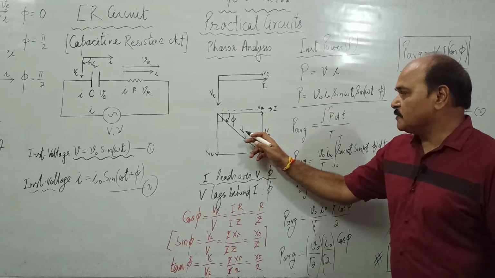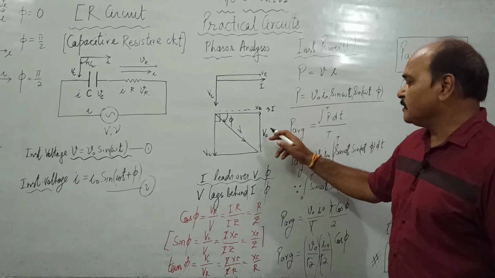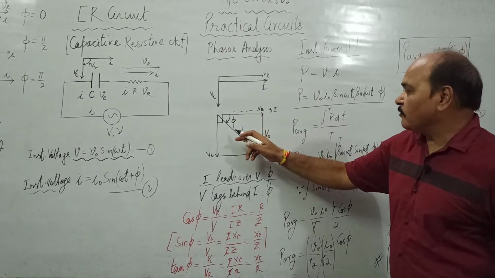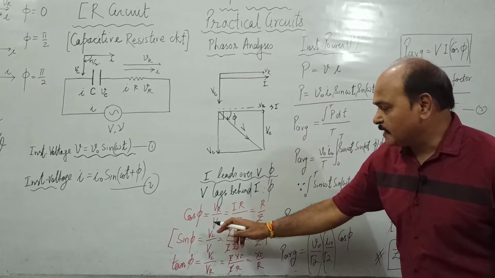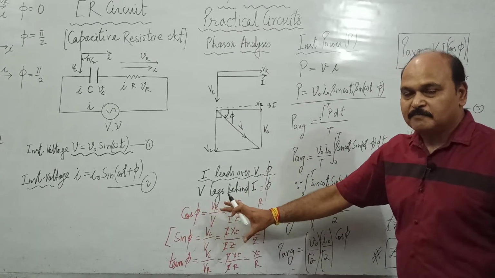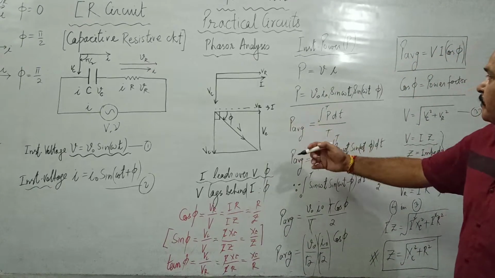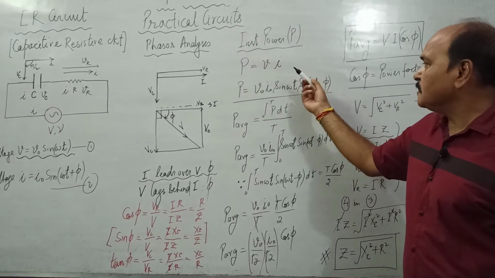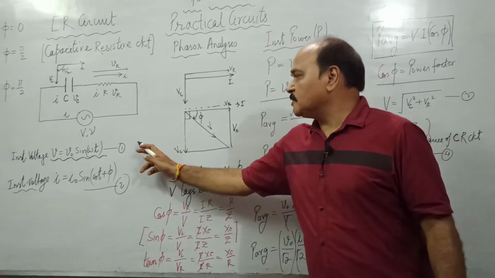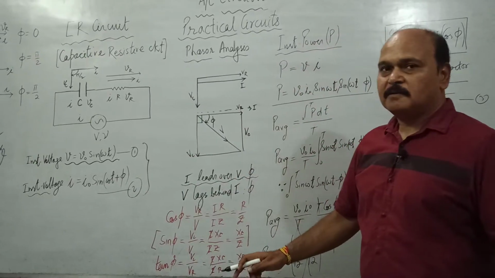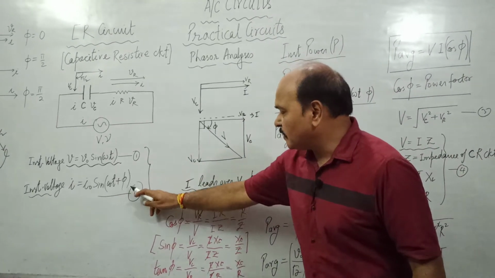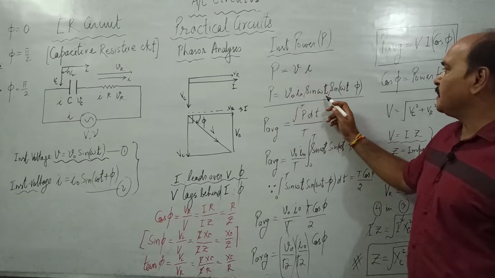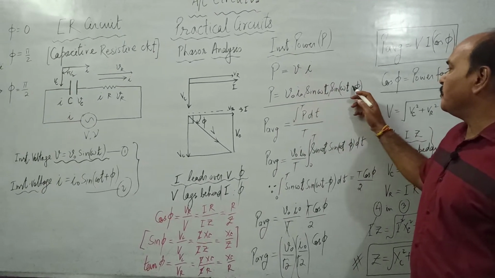This V is the vector sum of VL and VC. Well, from this triangle we can find out the value of cos phi, sin phi, tan phi, but we will come to these points later on. Let us for the time being see what the instantaneous value of power is. Instantaneous value of power is the product of instantaneous value of voltage and current, which we have already found out. Let us multiply them. V is V naught sine of omega t and I is I naught sine of omega t plus phi.